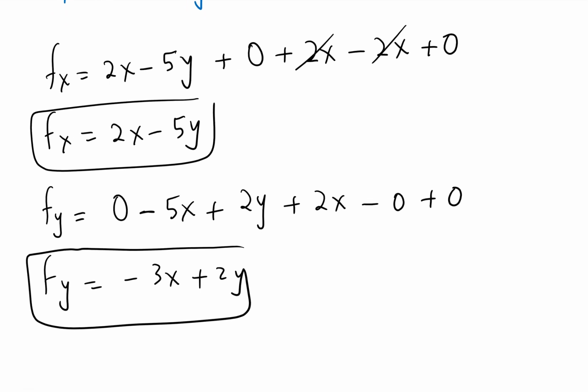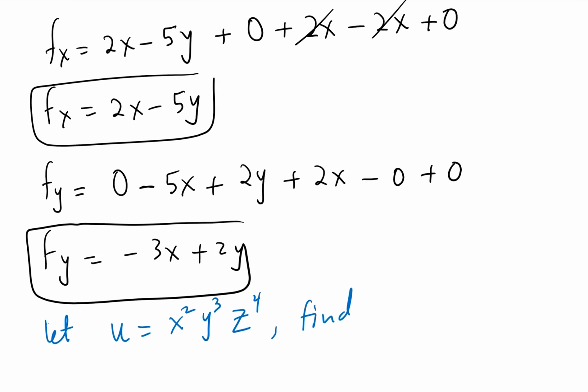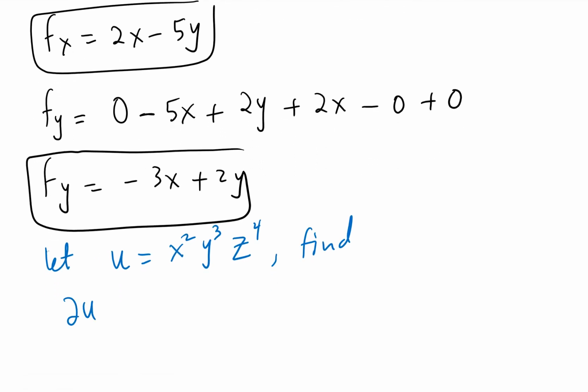Can we have more than two variables? Yes, you can have more than two variables. Let's say u equals x squared y cubed z to the 4th. We want you to find partial of u with respect to x, partial of u with respect to y, partial of u with respect to z. Let's go over them.